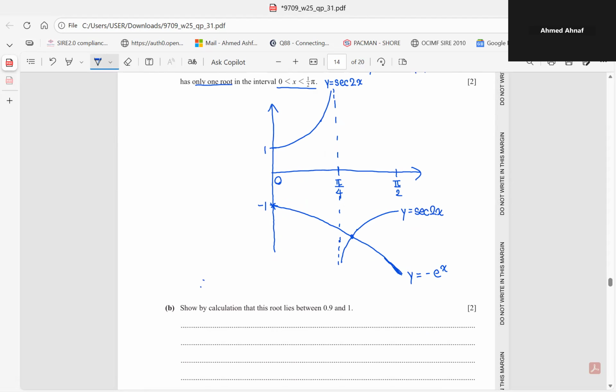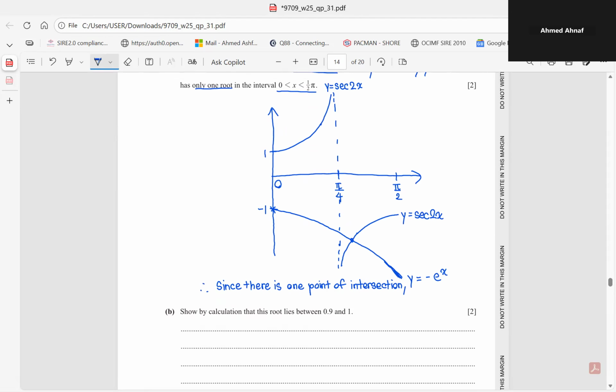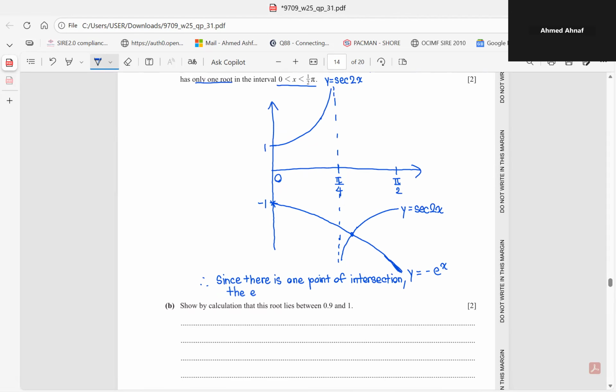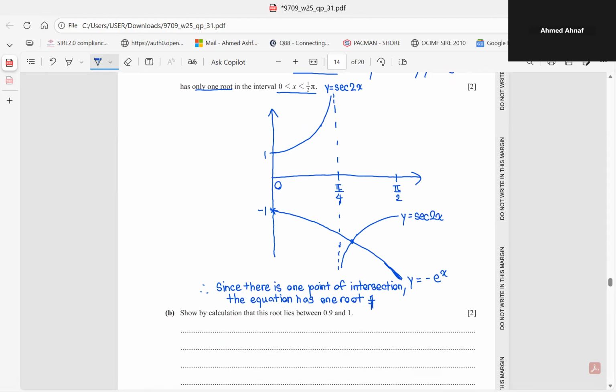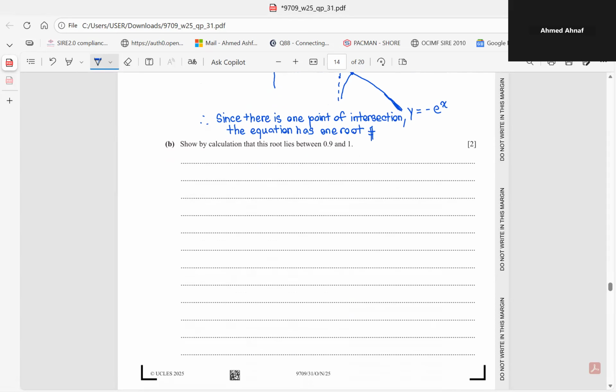And so we can say, since there is one point of intersection, the equation has one root. We can just stop here. And yeah, this would be our final answer for this first part. Let's head on to the second part.